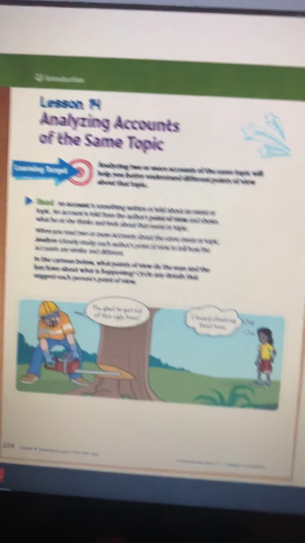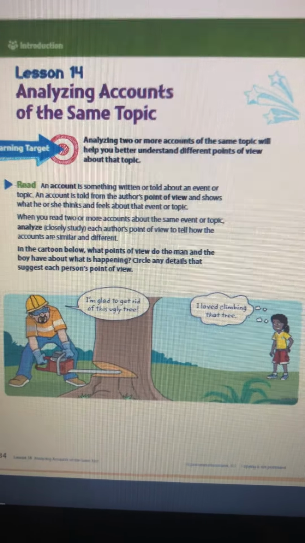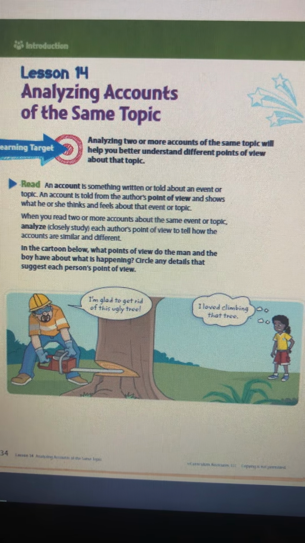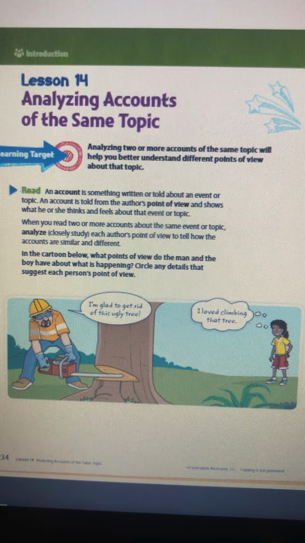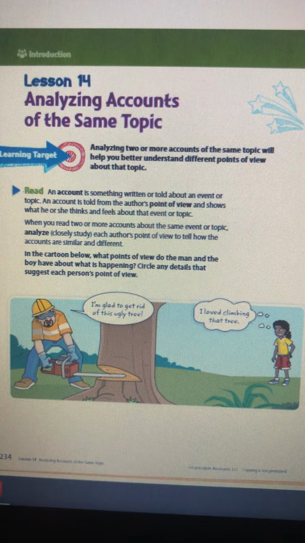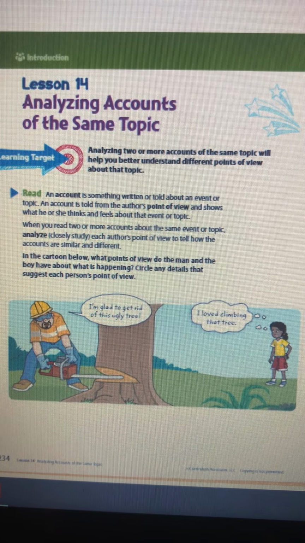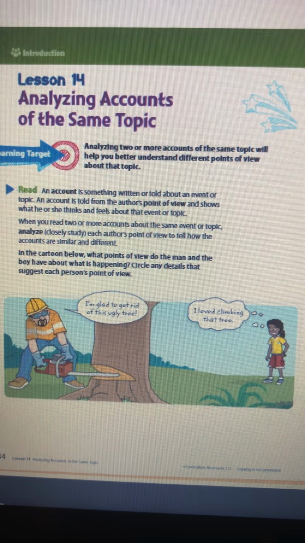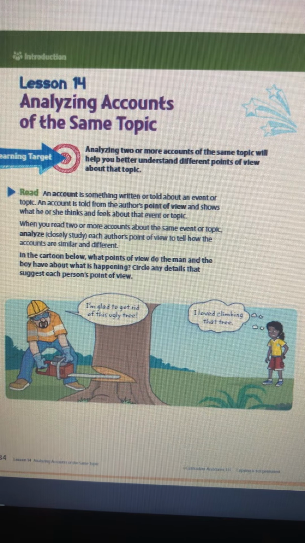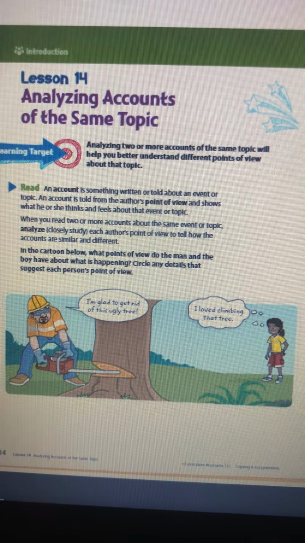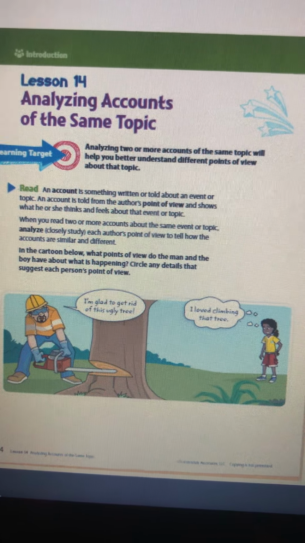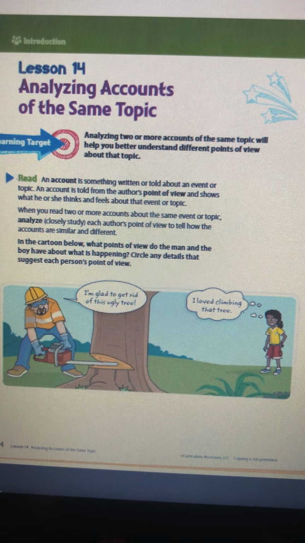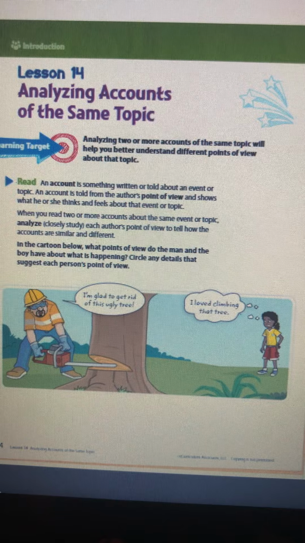Read an account. Is something written or told about an event or topic? An account is told from the author's point of view and shows what he or she thinks and feels about that event or topic. When you read 2 or more accounts about the same event or topic, analyze, close study, each author's point of view to tell how the accounts are similar and different. In the cartoon below, what points of view do the man and the boy have about what is happening? Circle any details that suggest each person's point of view.